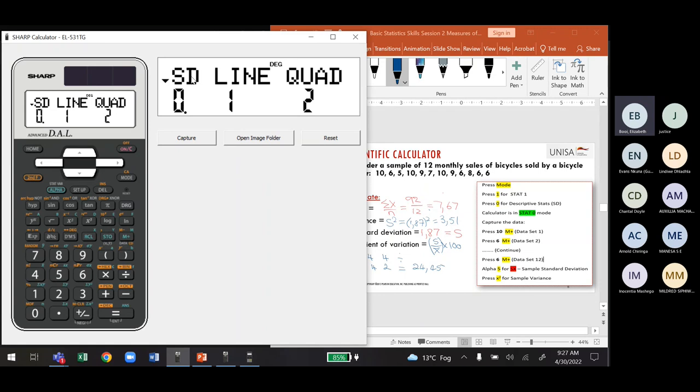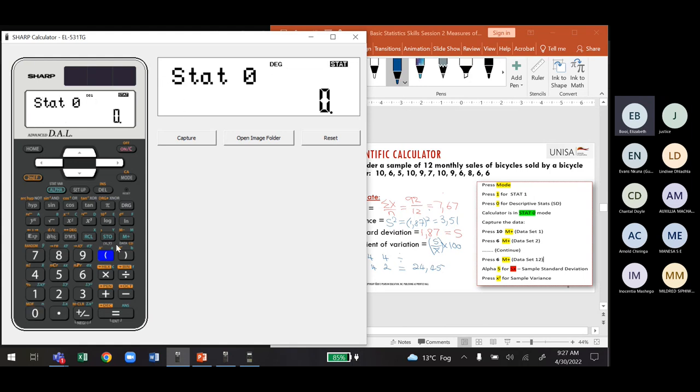For today, we use SD because we're using only one variable. Next time, when we do linear regression, we'll use line for two numerical variables. So for today, we're going to press SD, which corresponds to 0. We're going to press 0, and your calculator will be on stat mode 0.